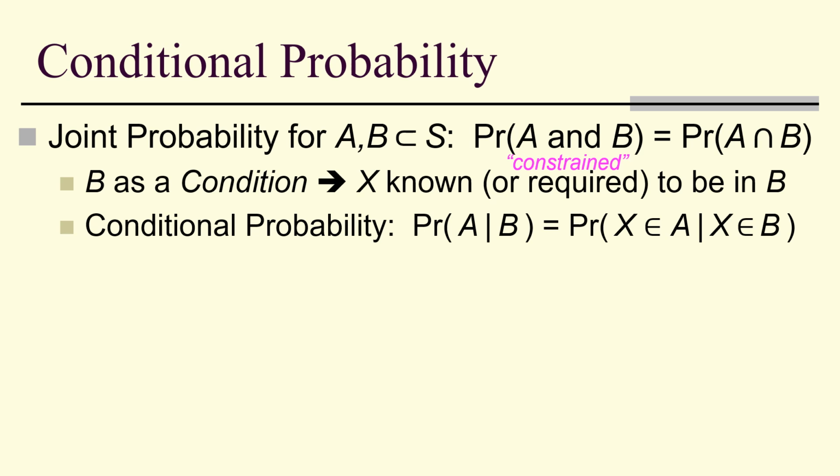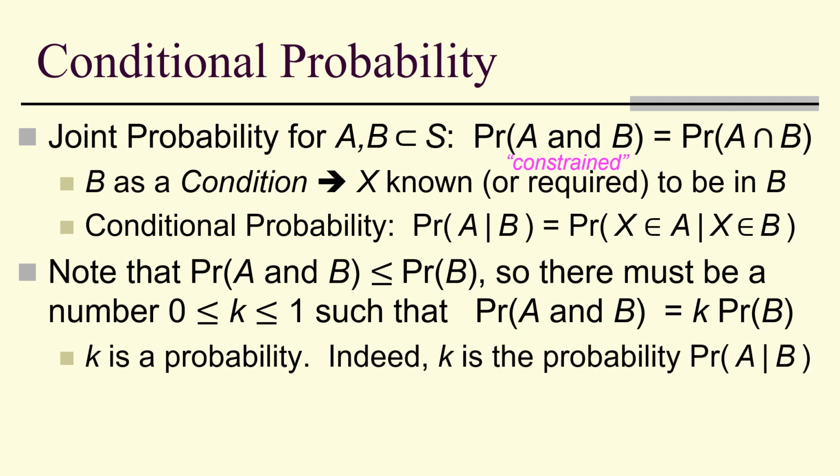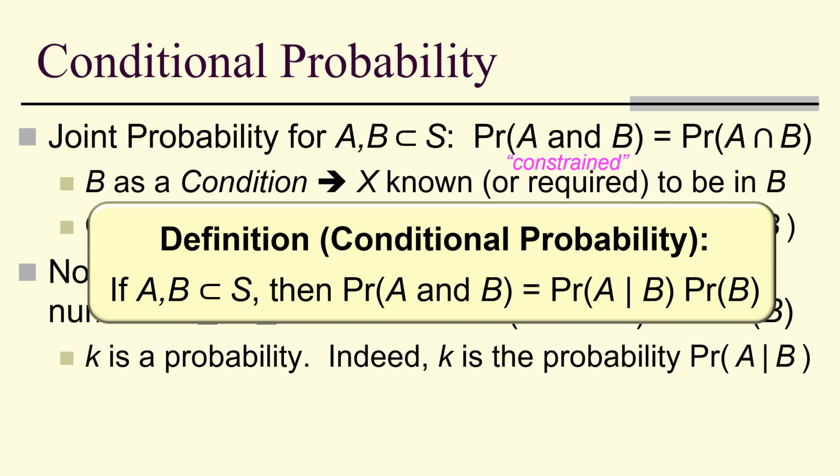Conditional probability is the probability of A given the condition B. We use vertical bars to denote that and place the conditions after that vertical line. Notice that the probability of A and B is less than or equal to the probability of B, so there has to be a k between 0 and 1, such that the probability of A and B is equal to k times the probability of B. But k, therefore, is a probability. In fact, it is the conditional probability of A given B. And that gives us our definition.